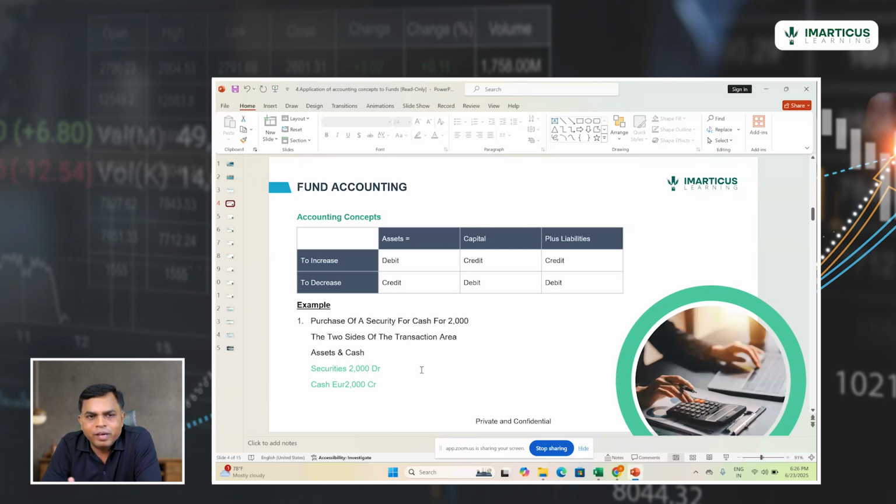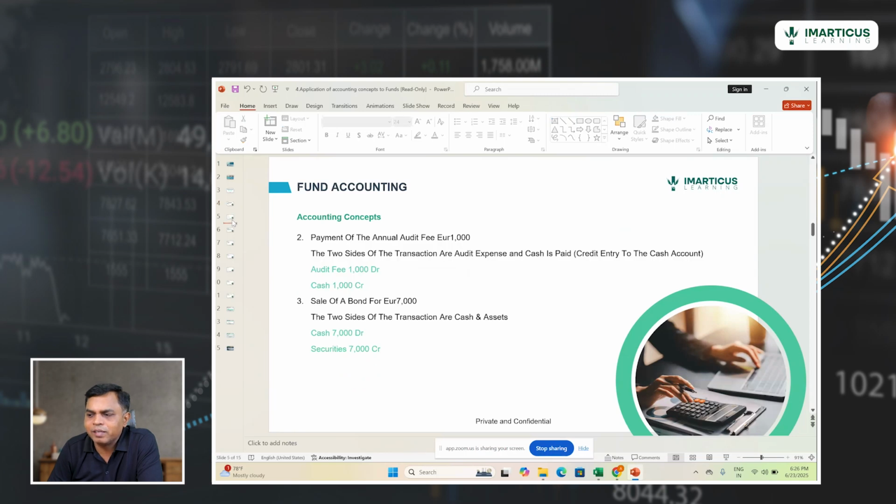So here when the firm purchases securities, the security, which is an asset, increases in value. So we debit the securities account for $2,000, and the cash which is used for purchasing the security decreases. When an asset decreases, we apply a credit for that. So the rule over here is securities account debit, cash account credit. This is the entry passed when a firm purchases a security.